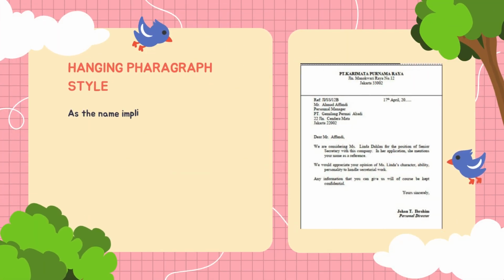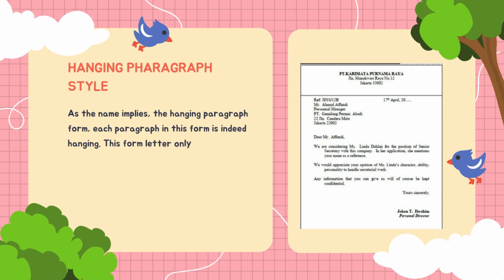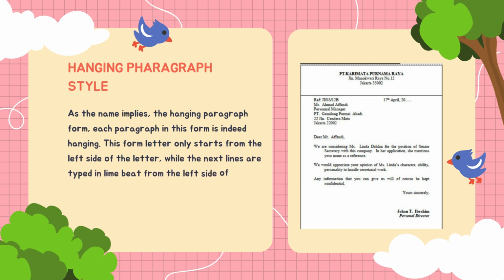Next, hanging paragraph style. As the name implies, in the hanging paragraph form, each paragraph is indented hanging. This form of letter only starts the first line of the paragraph from the left side of the letter, while the following lines are typed indented a bit from the left side of the letter, from the first letter of the paragraph.